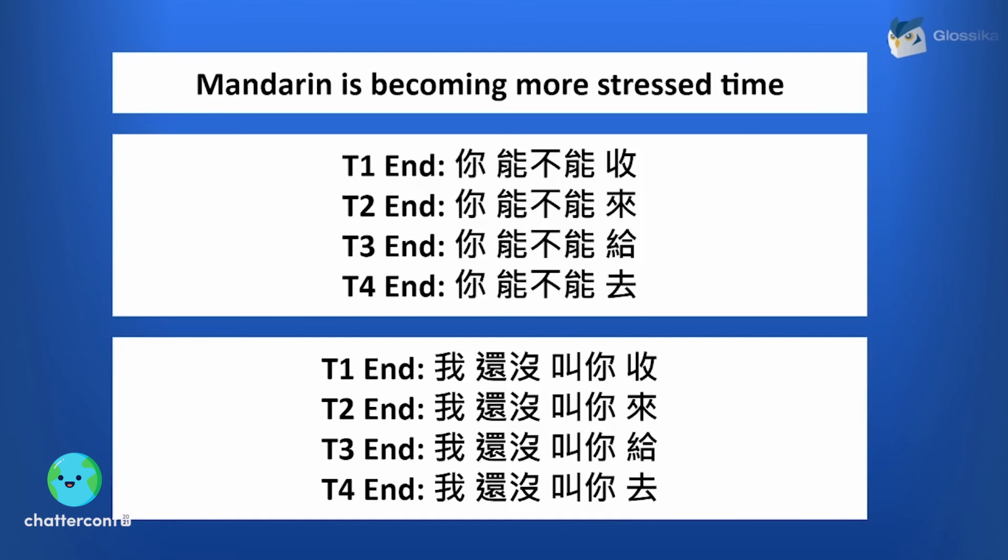So, 你能不能收? 你能不能来? 你能不能给? 你能不能去? Again, one more time. 你能不能收? 你能不能来? 你能不能给? 你能不能去? Okay, let's try with another phrase. 我还没叫你收，我还没叫你来，我还没叫你给，我还没叫你去. Okay, so I haven't told you to collect or come or go or give. Okay, so that's what the phrase means.